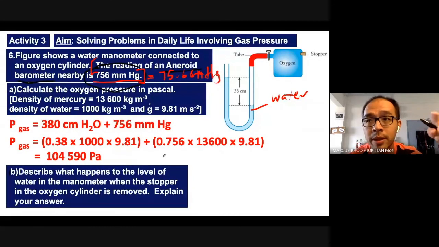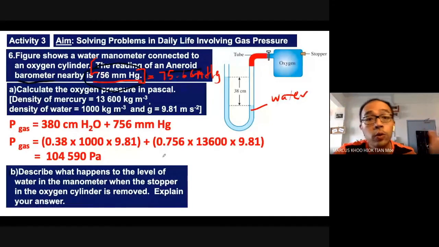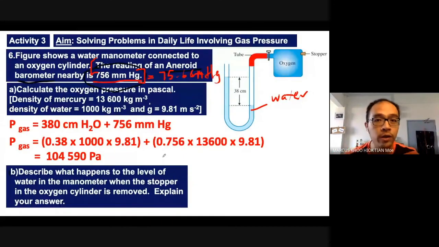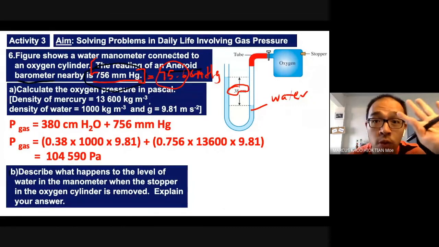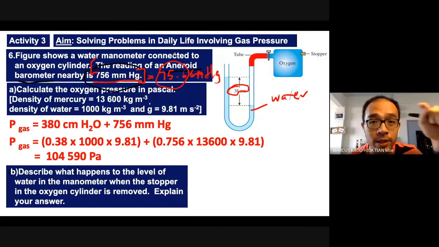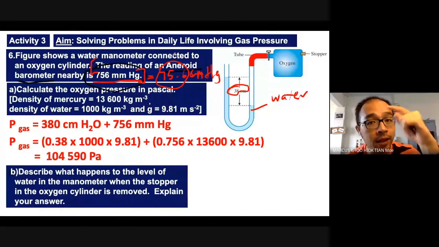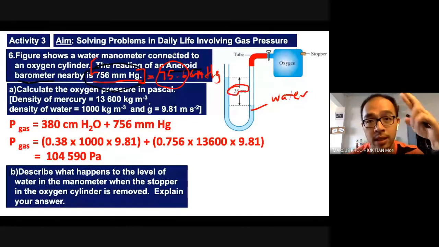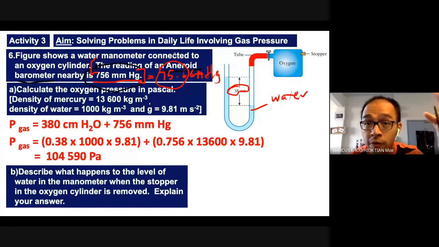This is probably the last thing that you need to remember when you're talking about gas pressure that involves two different units altogether. The thing that you cannot do, which I may have accidentally misled you with, is 738 centimeter plus 76 centimeter. You cannot do that because the 75.6 is in mercury, and the 38 is in water. You cannot mix these two. You cannot add this together, although both of them are in cm. It doesn't work that way.